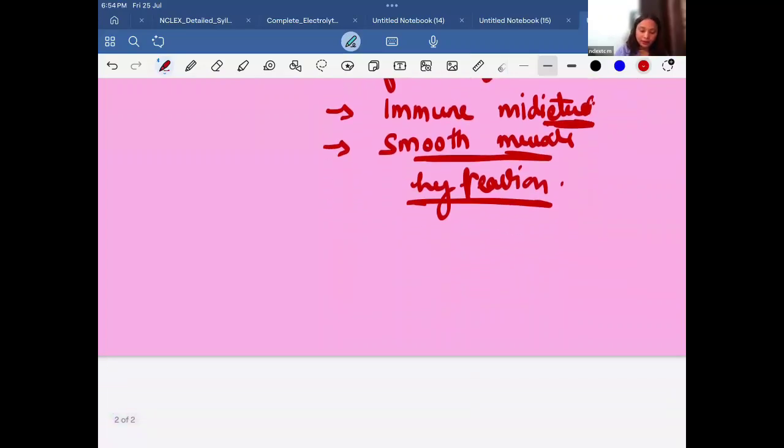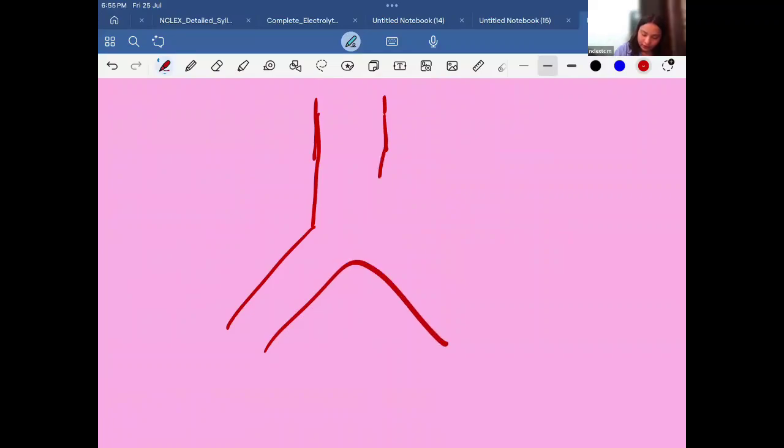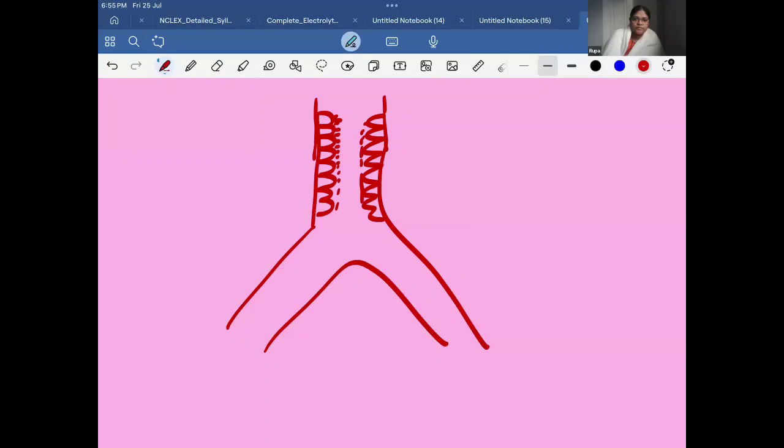Okay, just understand one thing. As I told you about anatomy and physiology yesterday, this is your trachea. The trachea is lined by smooth muscles. There is a specialized columnar epithelial lining over here, and there are cilia present. So what happened?